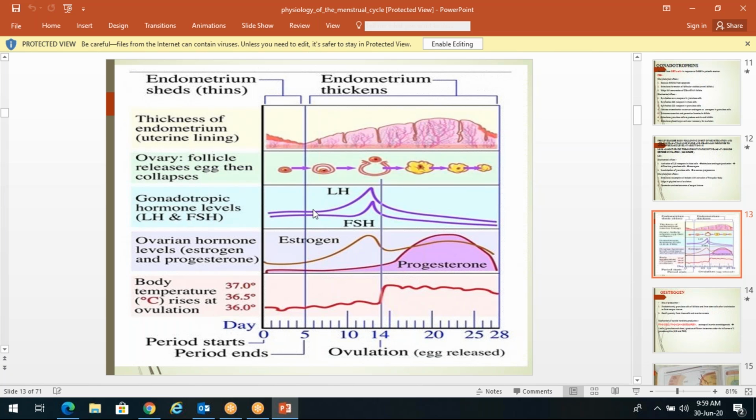So what happens to the LH? Just before the ovulation, there is a peak in the LH. About 12 hours before ovulation there is a peak of LH, and it is almost at baseline throughout the rest of the cycle. What happens to the estrogen? Estrogen peaks during the proliferative phase of the endometrium, and progesterone peaks during the secretory phase of the endometrium.